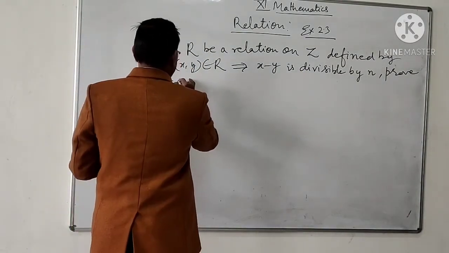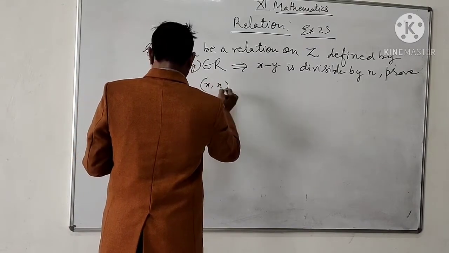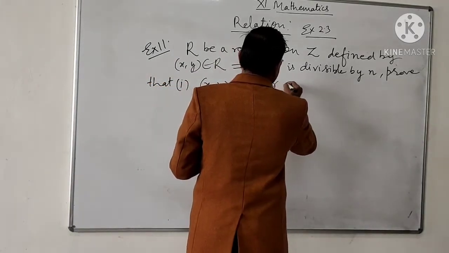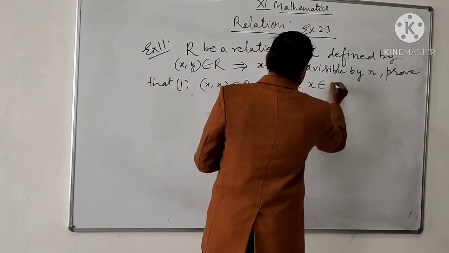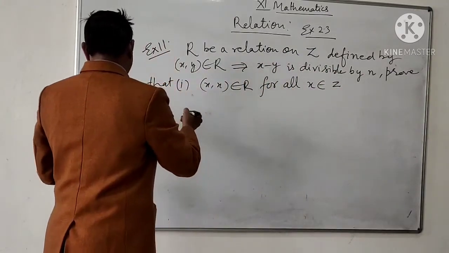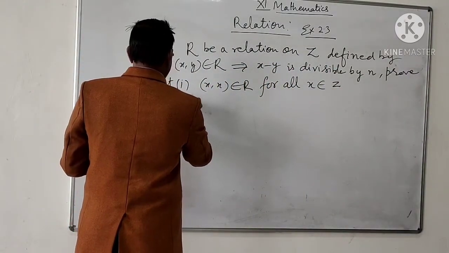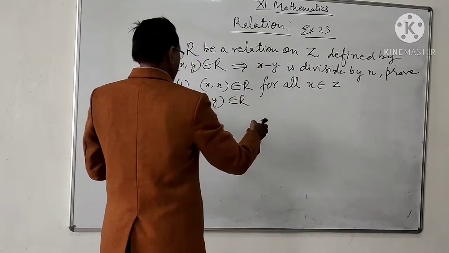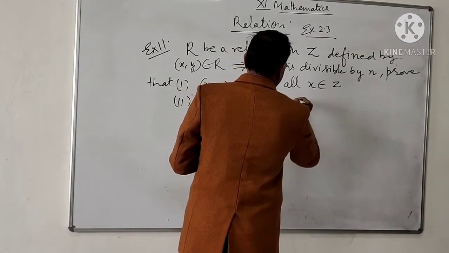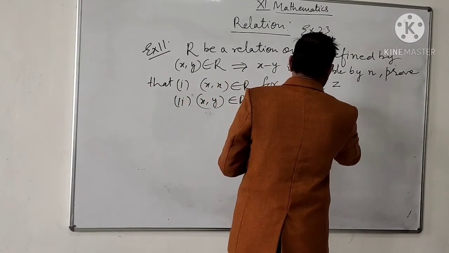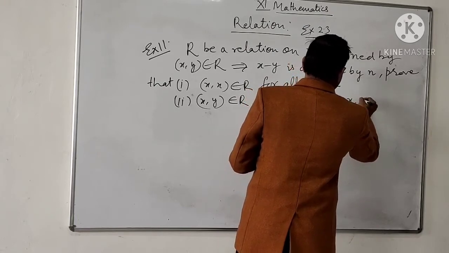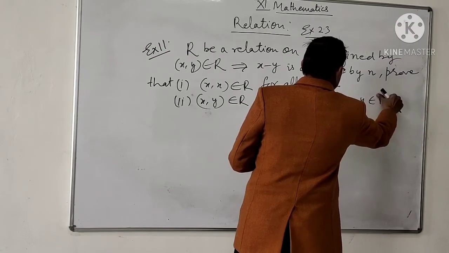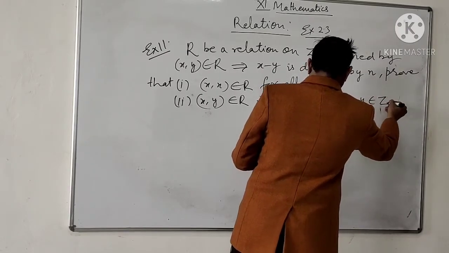The first part: (x, x) belongs to R for all x belongs to Z. Second part: (x, y) belongs to R implies that (y, x) also belongs to R for all x, y belongs to Z.